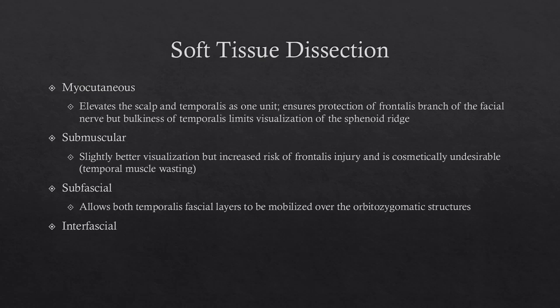In the myocutaneous flap, both scalp and temporalis muscle may be elevated as one unit, and both are reflected anteriorly. This ensures safety of the frontalis branch of the facial nerve, but it can lead to bulkiness of the temporalis muscle itself, which can limit visualization along the sphenoid ridge. The submuscular dissection approach can also be used, which improves visualization, but there is increased risk of facial nerve injury, and this approach is cosmetically undesirable due to temporal muscle wasting.